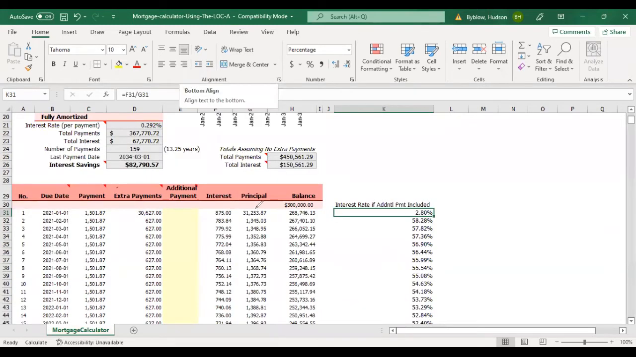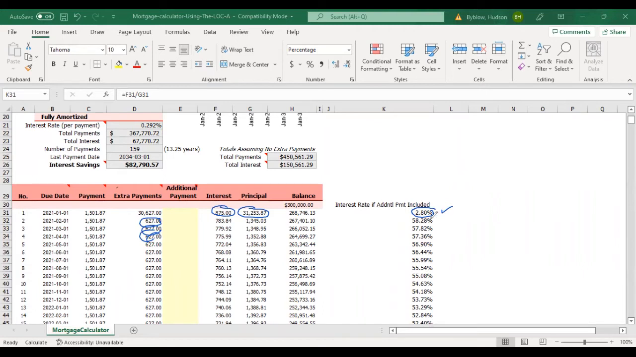So if the principal I put on one payment is $31,000 and my interest remains the same according to the mortgage schedule, then that means my interest rate is 2.8% on that. The interest, $875, is 2.8% of 31,000. So that's nice.